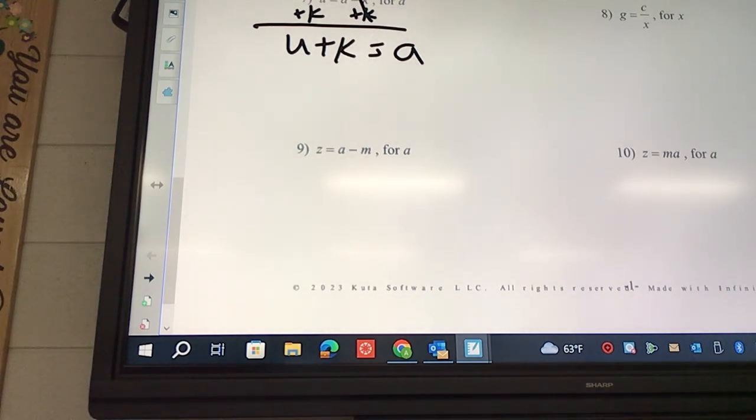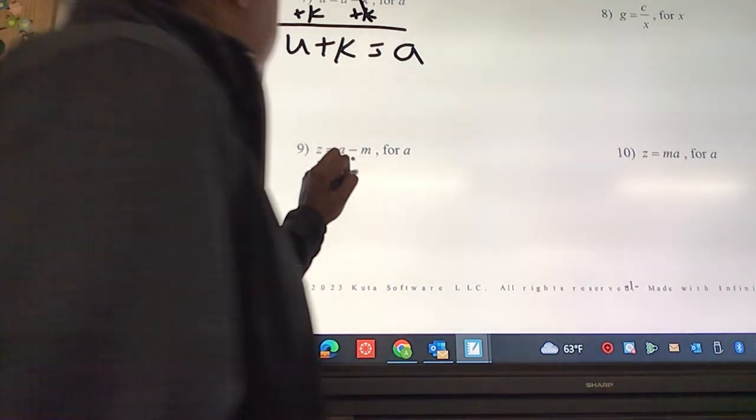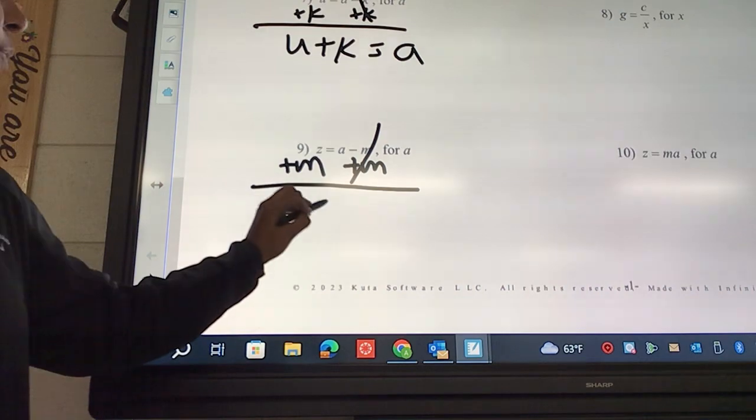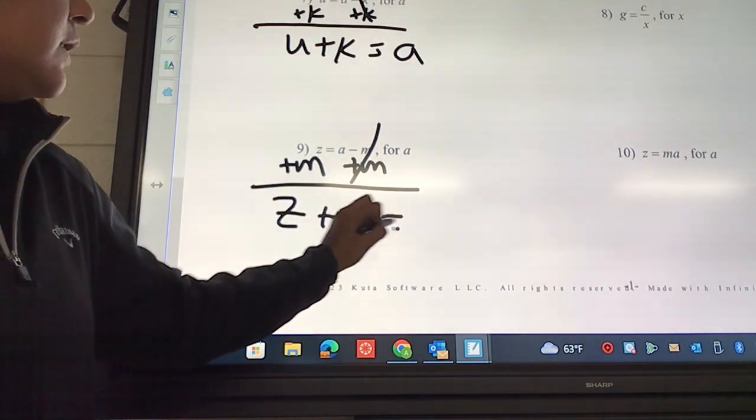Okay, number 9. What does it say to solve for? A. And what's by a that needs to be moved? M. So how do I move a minus m? Add it. Plus m, plus m. So these ones cancel. On this side I got z plus m equals a.